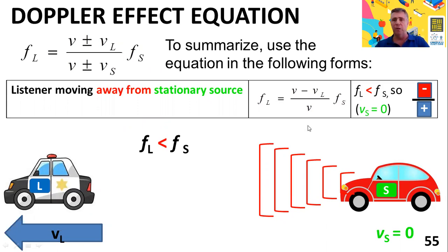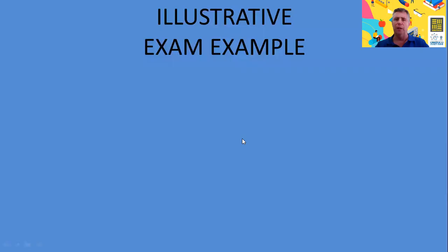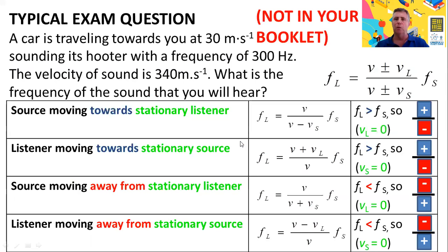So if you pay attention to this table at the bottom of page 55, it will help you to choose the correct form of the equation just by understanding the situation, because all that matters is whether the listener and source are moving towards each other or away from each other. This will also become clearer if we look at some illustrative examples. Now, this is not in your booklet, so just pay attention on the screen.